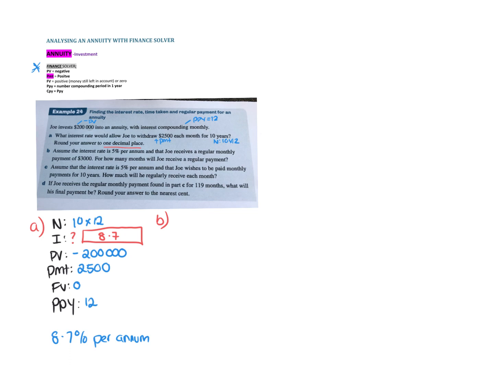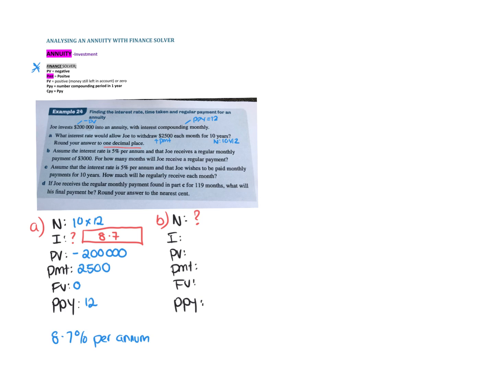For how many months will Joe receive this payment? So now, N becomes our question. So if I write them all out, okay, we know N is the question and we should be able to fill in everything else.